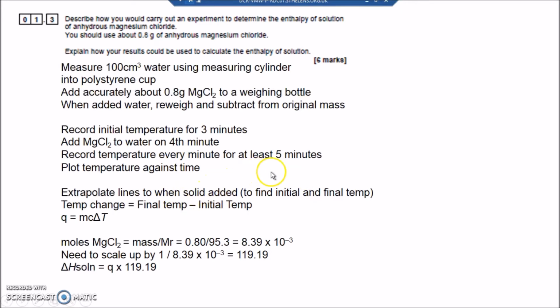That means you extend the line, so from 3 minutes you extend to 4 minutes, and you go back from 5 minutes back to 4 minutes, and you work out the temperature change that would be happening at the 4th minute.